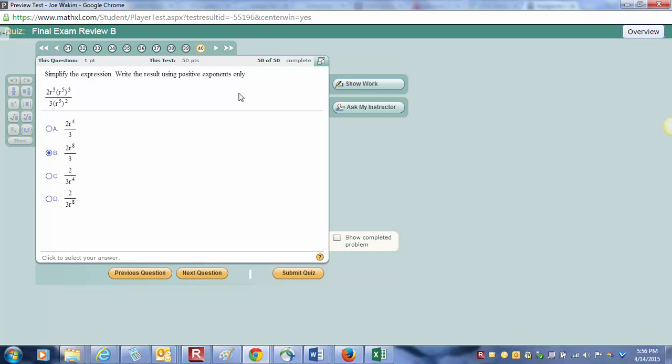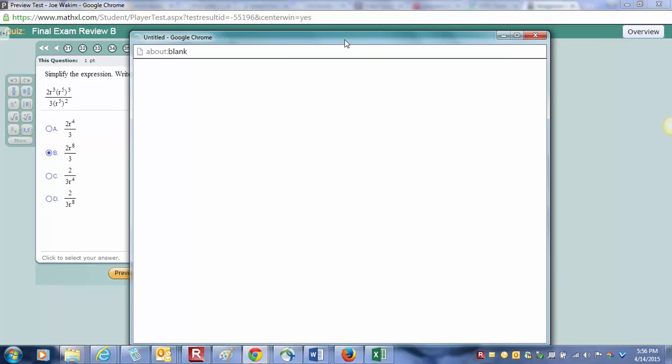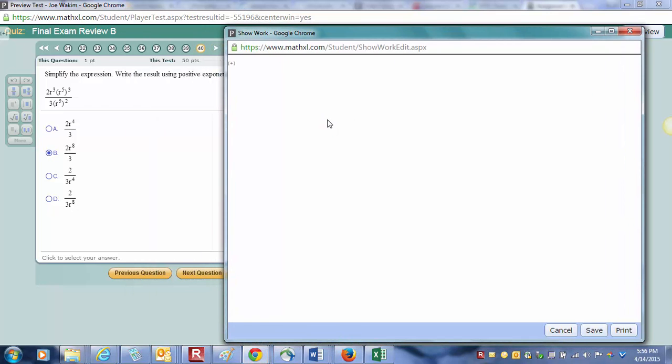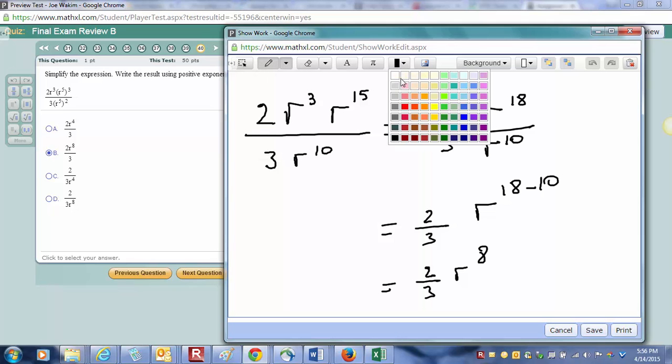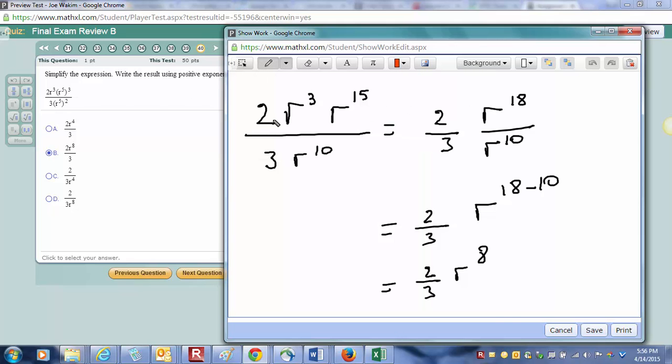Number 40. Okay, here we have 2r cubed. Power to power we multiply, 5 times 3, 15. Power to power we multiply, 5 times 2, 10. Multiplying we add, 3 plus 15, 18. Now we subtract, when we divide, 18 minus 10 is 8. So 2/3 r to the power 8, final answer.